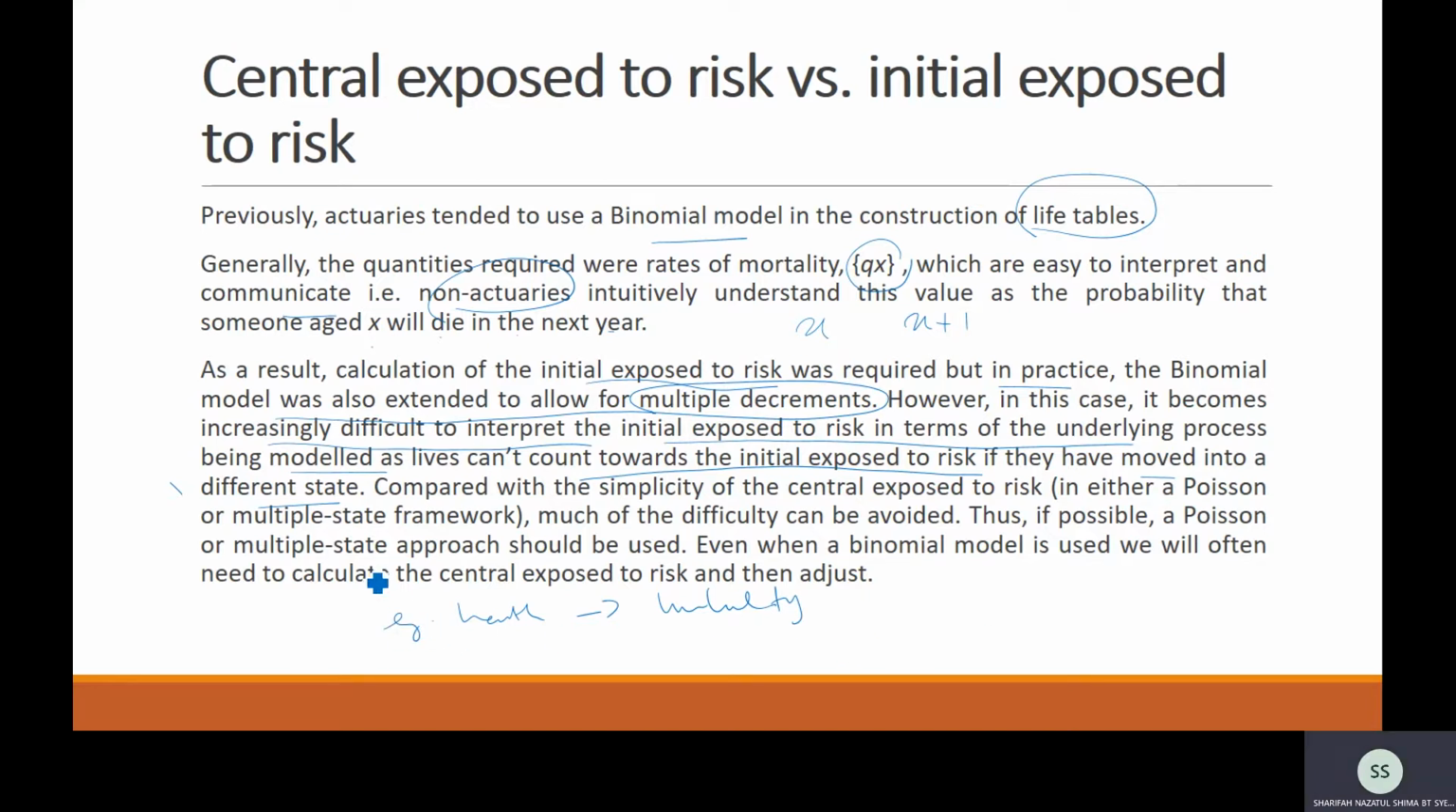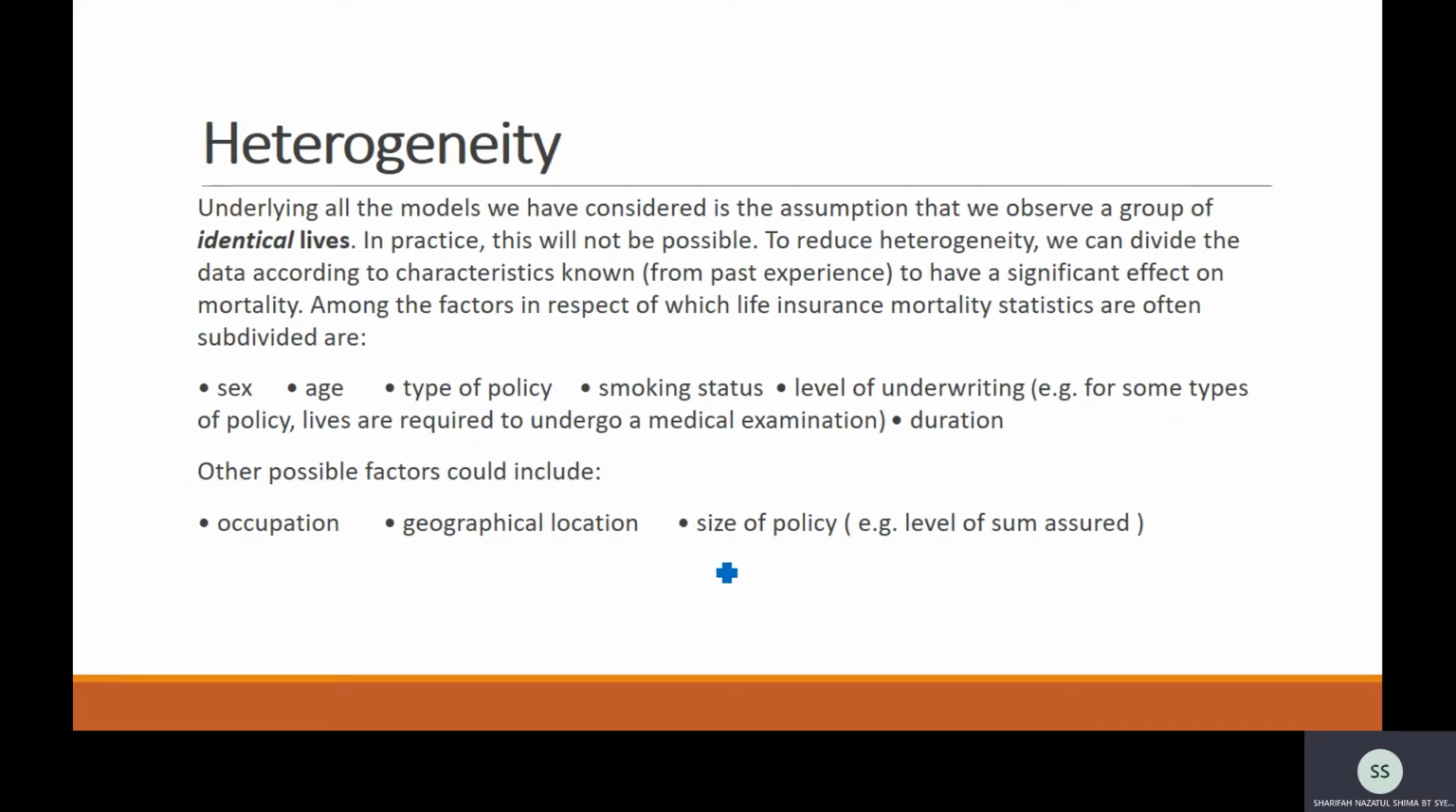Compared with the simplicity of the central exposed to risk in either the Poisson or multiple state framework, much of the difficulty can be avoided. So if possible, a Poisson or multiple state approach should be used. Even when the binomial model is used, we will often need to calculate the central exposed to risk and then adjust. Now, heterogeneity.